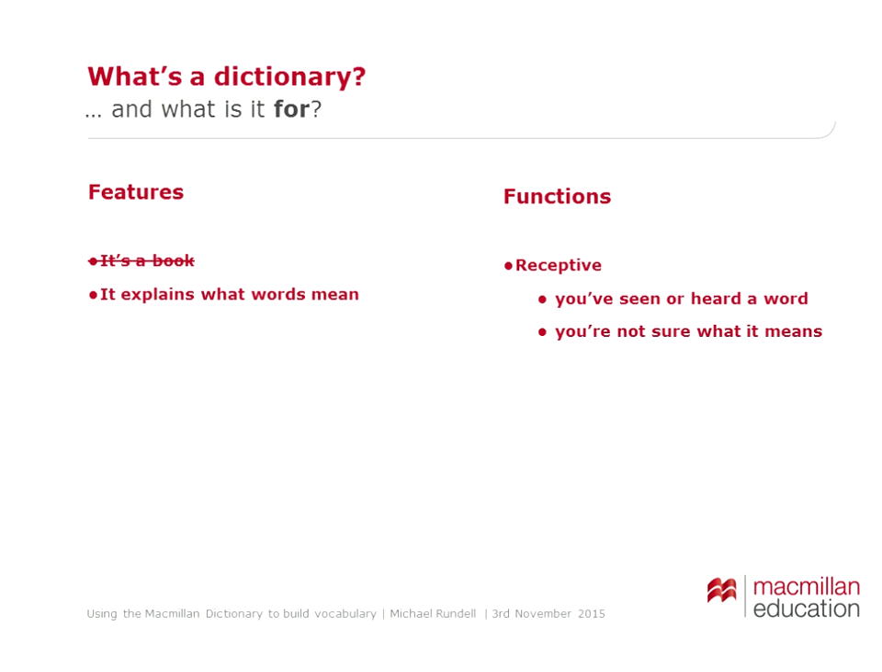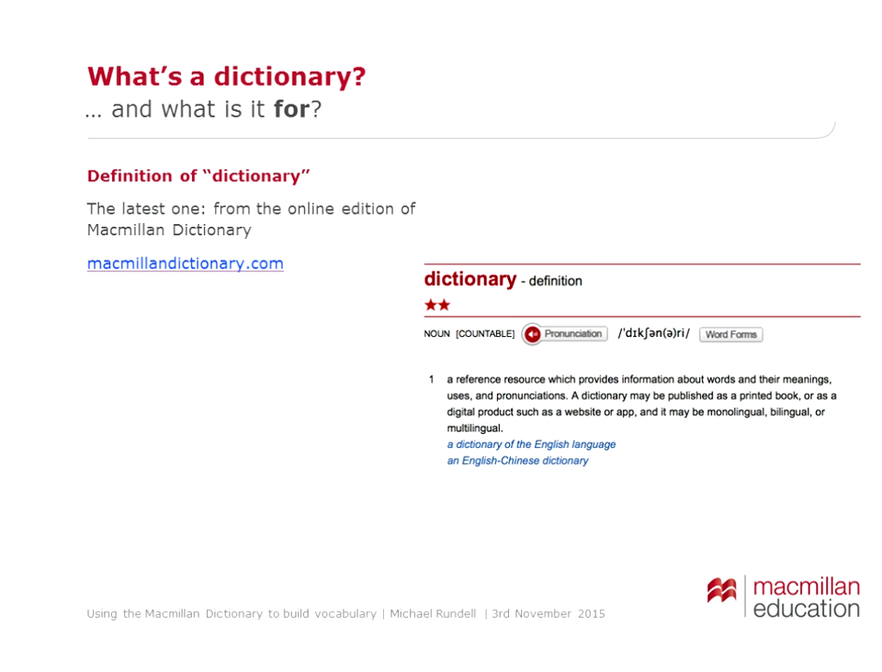Most dictionaries these days are also available online, and really the online editions are by far the most important now. So sure, it explains what words mean, and that's part of what we call the dictionary's receptive function. If you're involved in some kind of receptive task, reading or listening, you've heard a word, you've seen it written down, you're not quite sure what it means, so you want to look it up, and that's a classic way of using a dictionary.